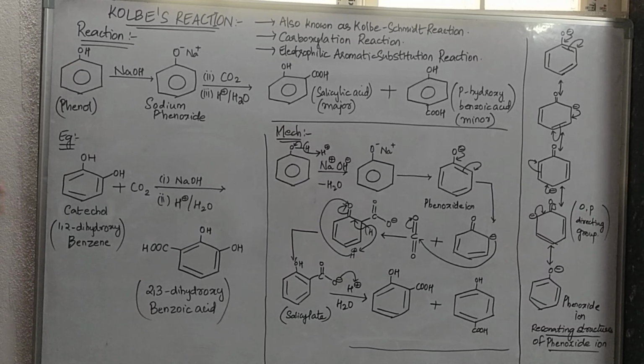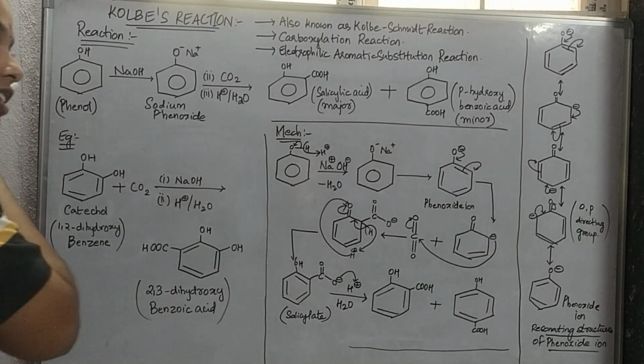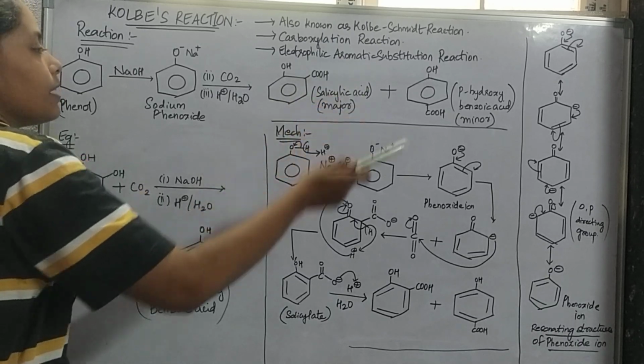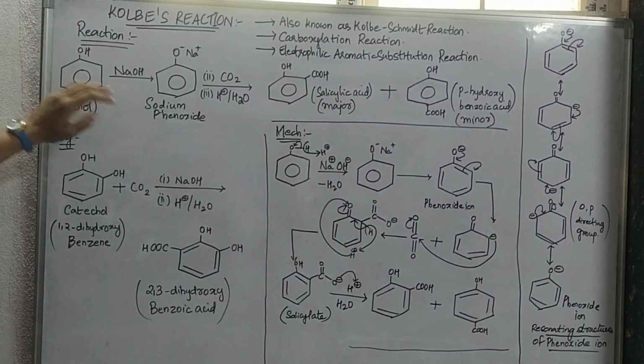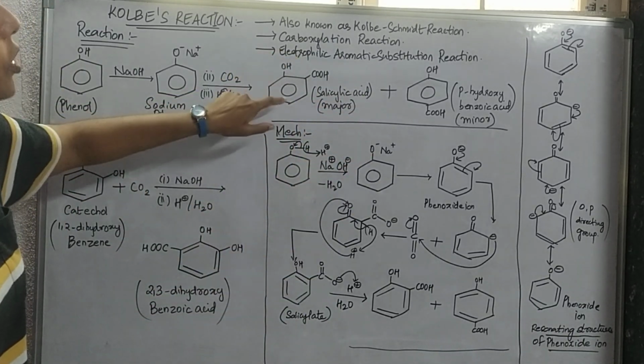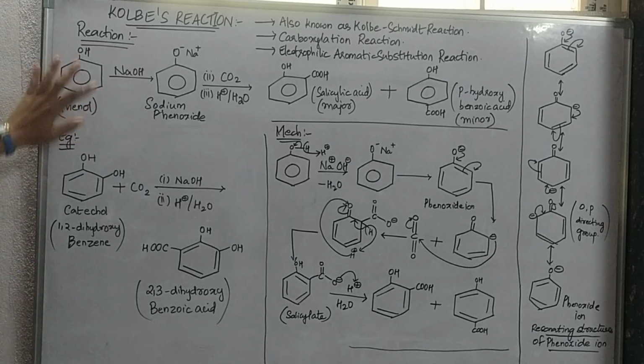So now let us see Kolbe's reaction. Here, Kolbe's reaction is also known as the Kolbe-Schmidt reaction. It is a carboxylation reaction as well as an electrophilic aromatic substitution reaction. That is, here an electrophile is substituted on the benzene ring, that is, an aromatic ring.